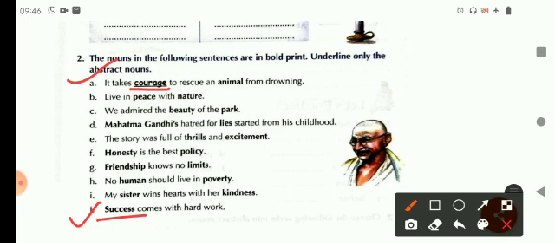And one more example: Mahatma Gandhi's hatred for lies started from his childhood. So here also the abstract noun is lies. Two words are written in bold letters, but one is abstract, the other one is another kind. So you have to underline lies because it's an abstract noun. In this way you will complete all your sentences, and I hope you have understood.